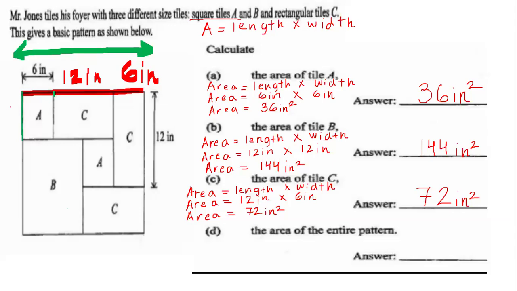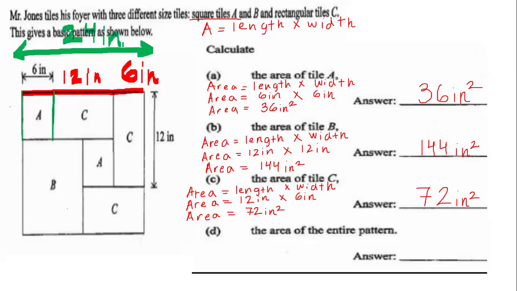Yes, sir. And this must also be 6. But this side is like the sideways side of C, which is this right up. So that's 6 too. So 6, 12, and 6 is what? 6, 12, and 6 is 24 inches. Good. So that side is 24.